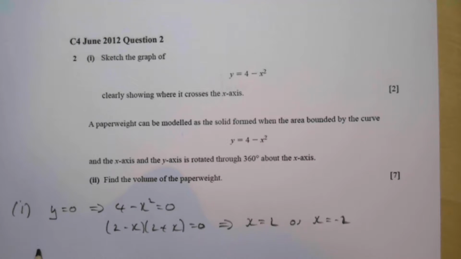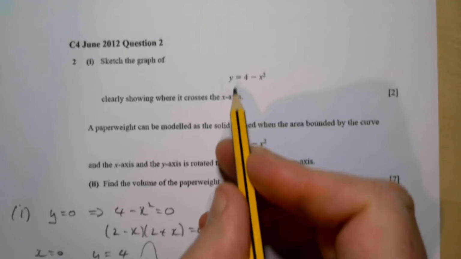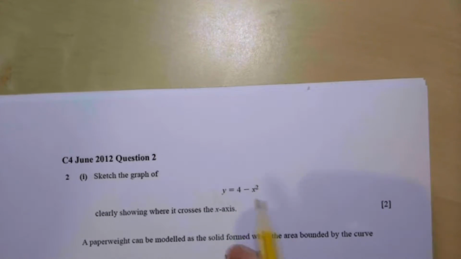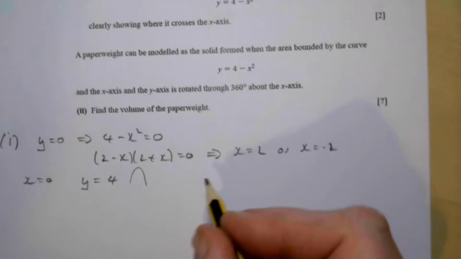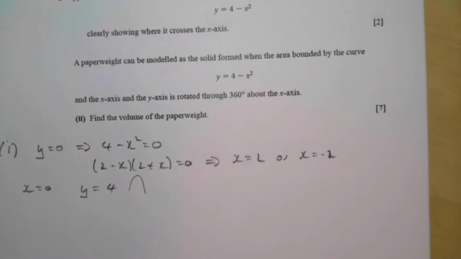You want to work out where it crosses the y-axis. You put x equal to 0. So it'll be y then equals 4. And we also know that it's going to be an n shape. I hope that makes sense, because it's a minus x squared term. So a quick sketch of that.